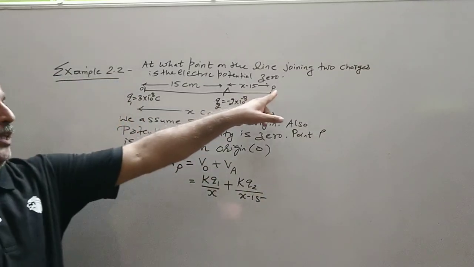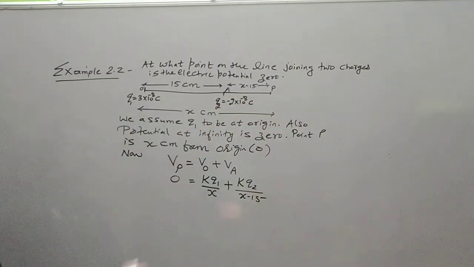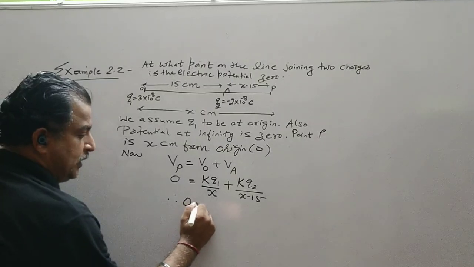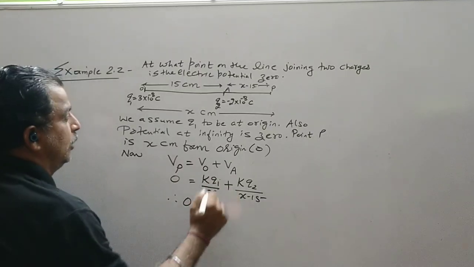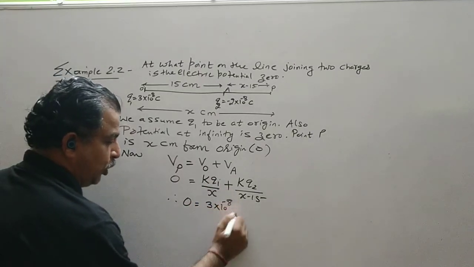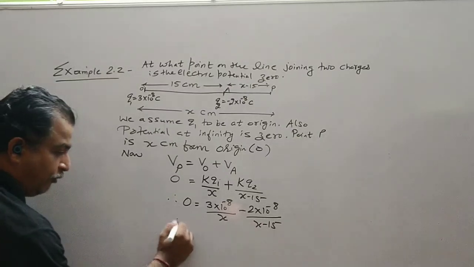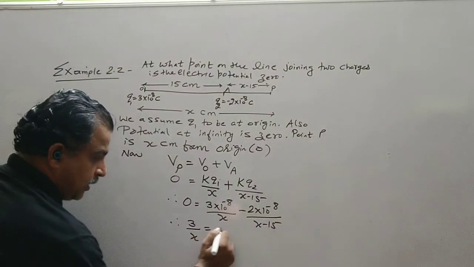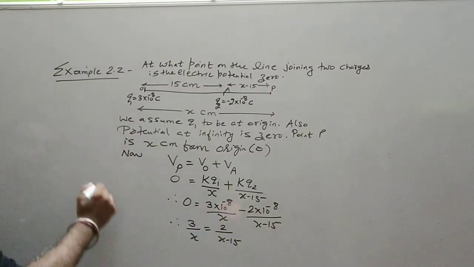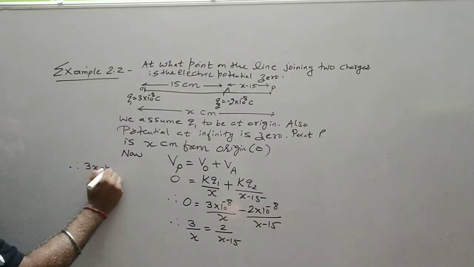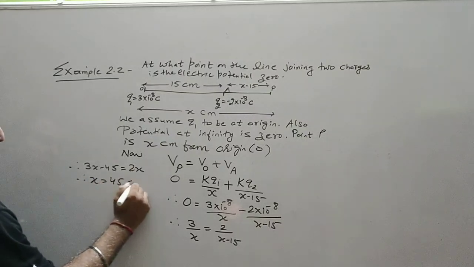Now it is given that the electric field is 0, so the potential is 0 at this point. Therefore, 0 is equal to K common, K is gone, Q1: 3 into 10 raised to minus 8 upon X, minus 2 into 10 raised to minus 8 upon X minus 15. Therefore, 3 upon X is equal to 2 upon X minus 15, with 10 raised to minus 8 common and gone. Therefore, 3x minus 45 is equal to 2x, and therefore x is equal to 45 centimeter.